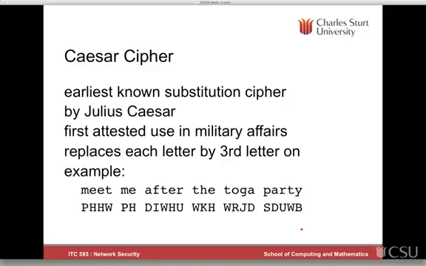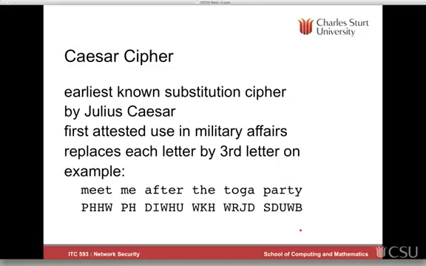Whilst the early Greeks described several substitution ciphers, the first attested use in military affairs is by Julius Caesar, described by him in the Gallic Wars. We still call any cipher using a simple letter shift a Caesar cipher, not just those with shift 3. Here is a given example.